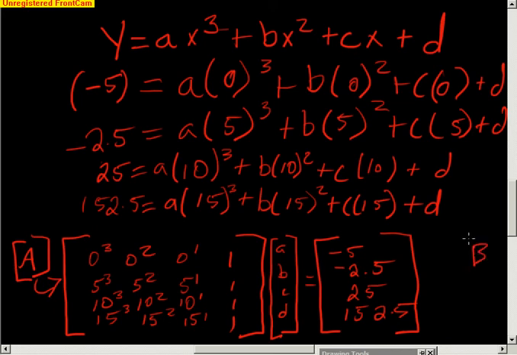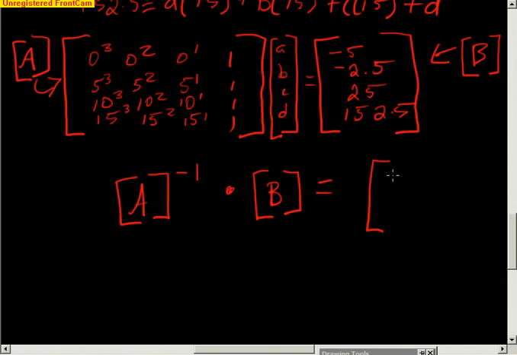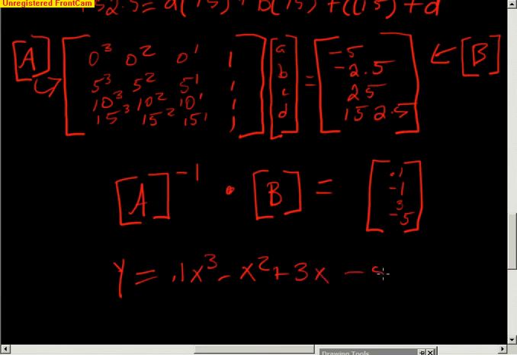And if I consider this matrix A, and this matrix B, and I plug it into my calculator, all I have to do now is put in matrix A, and then hit the inverse key, multiply it by matrix B, and I will get a new matrix. And that new matrix that I get is this. It's 0.1, -1, 3, -5. And so those are my values for a, b, c, and d, which means that my final function is y equals 0.1x cubed minus x squared plus 3x minus 5.